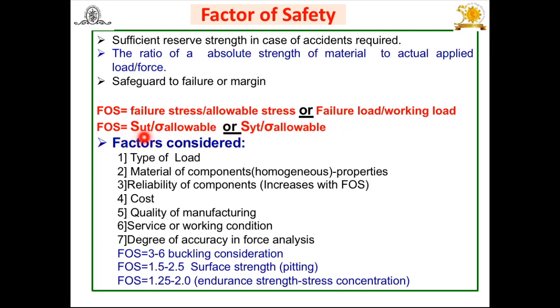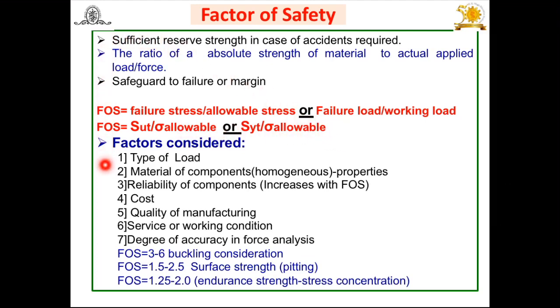Suppose the component is made up of brittle material. For brittle material, what is the maximum strength? Ultimate tensile strength. So the factor of safety for brittle material is ultimate tensile strength upon sigma allowable or permissible stress. And what is the FOS for ductile material? What is the criterion of design? Yield strength is the criterion. So it is SYT upon sigma allowable. You can see it is a ratio of SYT and sigma allowable or permissible stress. That is the FOS for ductile material.